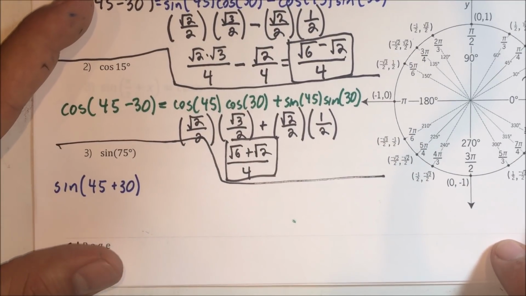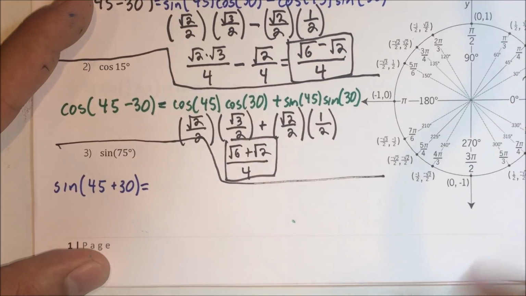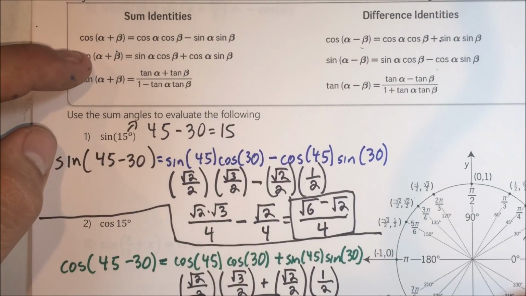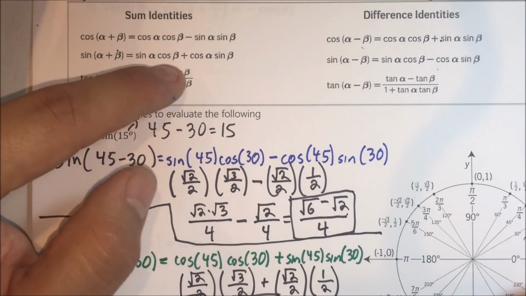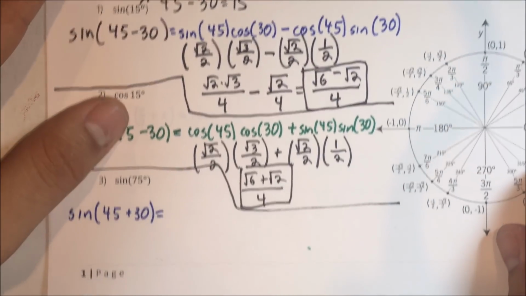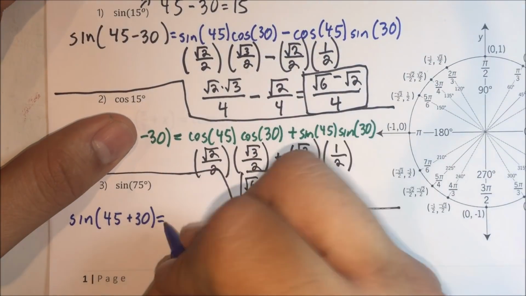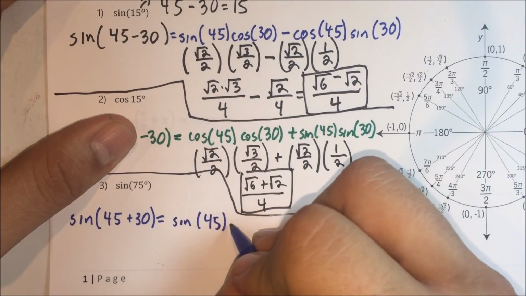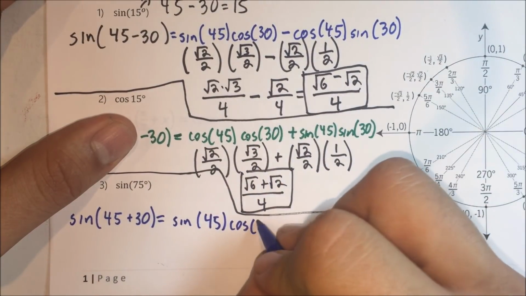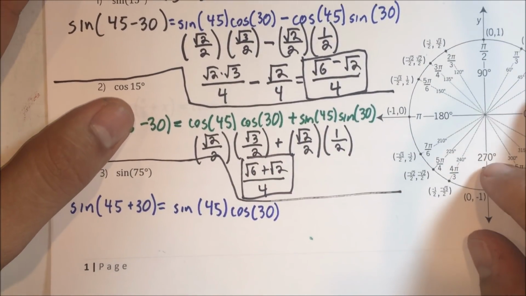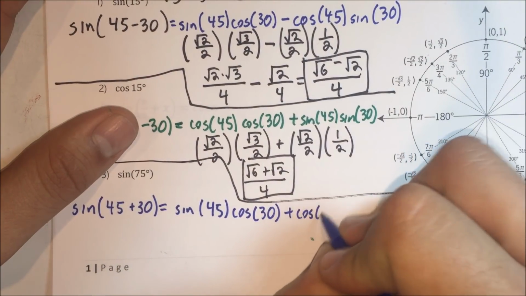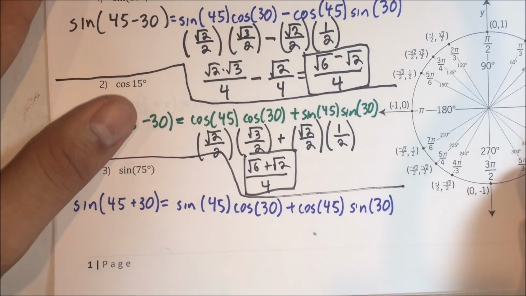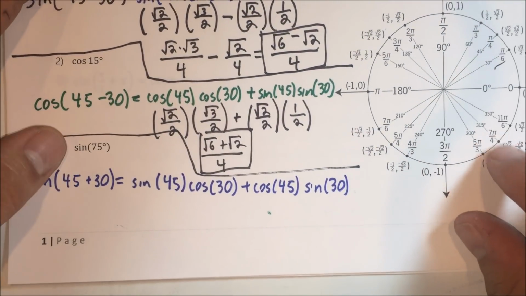Okay, so now we use our special sum identities, and because we have a sine with a plus in the middle, again, it's going to do sine, cosine, cosine, sine. So we're going to say sine of 45 degrees times cosine of 30 degrees plus cosine of 45 degrees times sine of 30 degrees. And then, of course, we just look on our unit circle.